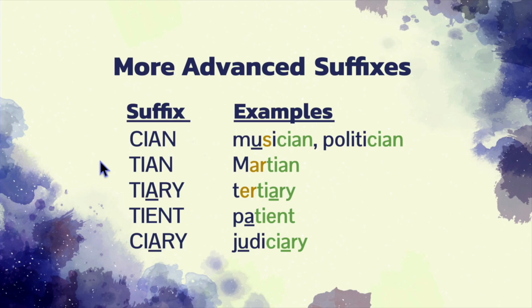Here are some more Latin suffixes where the sound of sh is spelled with a CI or a TI. This one is shun, like in musician, where the S has the Z sound, or politician. This one is also shun. AR says R, so here we have Martian, somebody from the planet Mars. This one is sheeary with a long A. ER says R, so we have tertiary. This one is shent, like in patient. This one is also sheeary with a long A, judiciary.